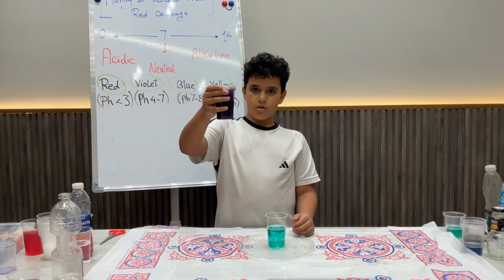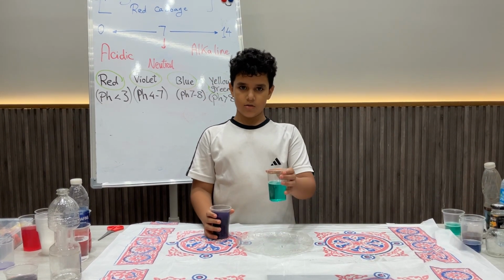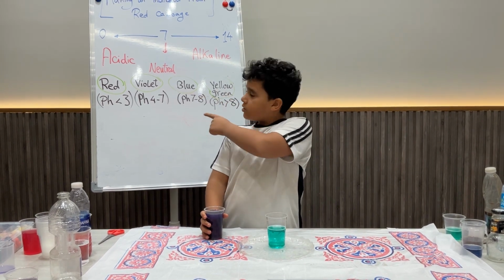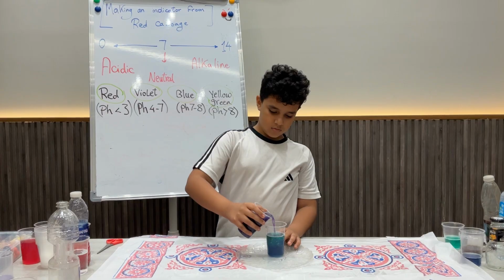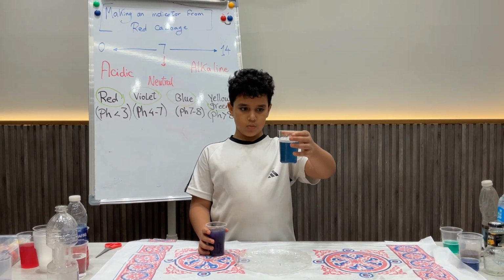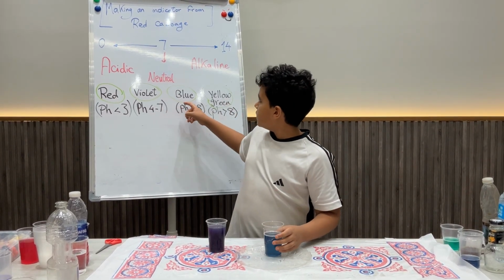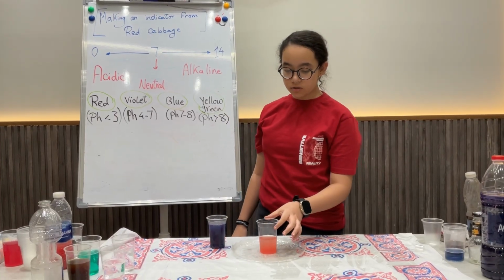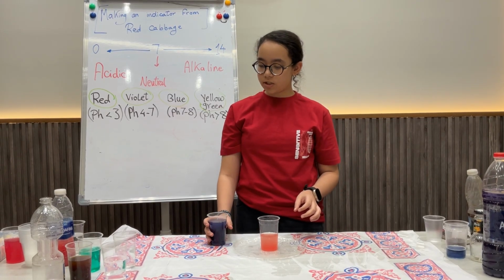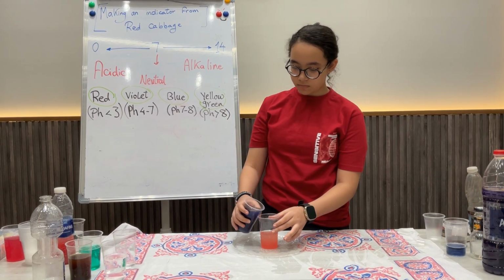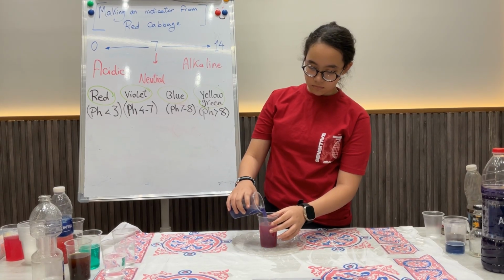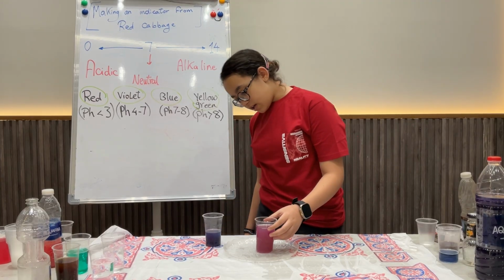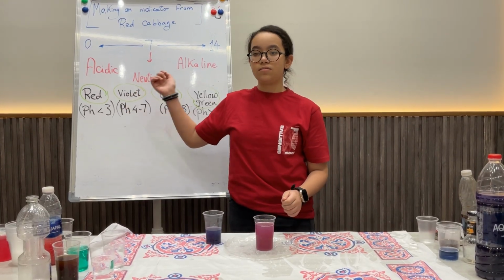We will put our cabbage into our unknown material or liquid to see if it's acidic or alkaline or neutral. Now it's turned to blue, so it's alkaline. So we are going to be testing our unknown substance using our indicator, which is red cabbage. So as you see, the color changed into purple, which is acidic.